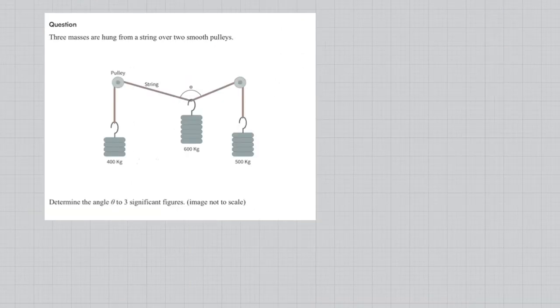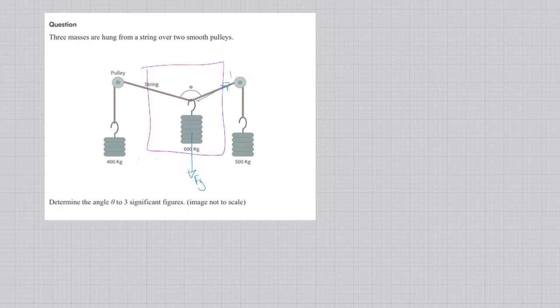All right, this question takes a look at three masses that are hanging over a string and two smooth pulleys, and we're trying to determine the angle to three sig figs made here. So what we have to understand is that everything's in equilibrium, and really our focus is going to be on this middle object here. And if we were to draw the forces here, we would have the weight of the object, or the force of gravity.